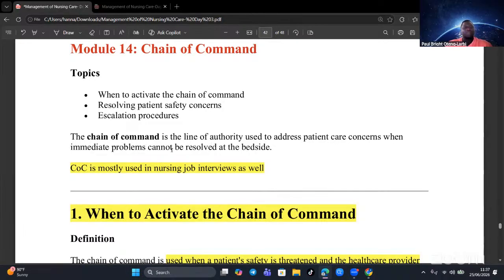So this chain of command, or COC, is a line of authority used to address patients' care concerns when immediate problems cannot be resolved at the bedside. COC is mostly used in what? Job interviews as well. This is what I was looking for yesterday.